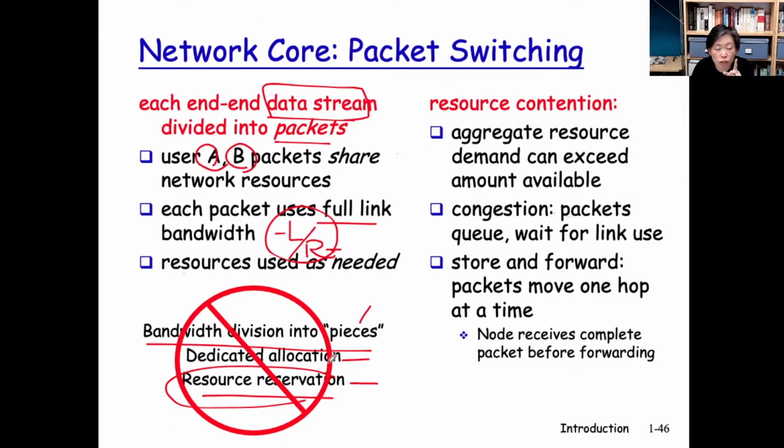So another advantage of using packet switching is also because of the user demand. Now let's look at what's wrong with packet switching. First of all, we will have resource contention because there's no reservation mechanism. What if A and B both have a lot of data to send, so the resource demand is beyond the available resource? We call that situation network congestion. In that situation, packets will have to queue up at these routers and wait for link queues.